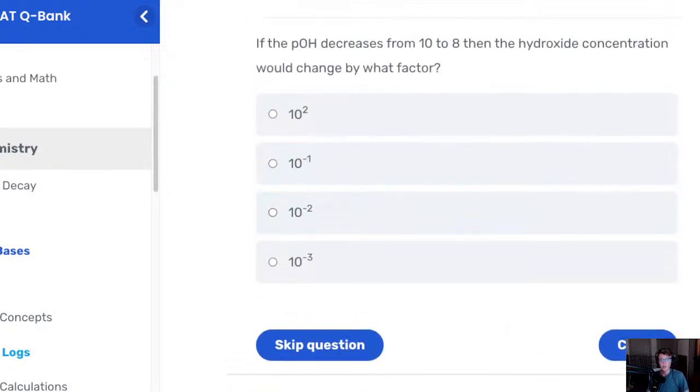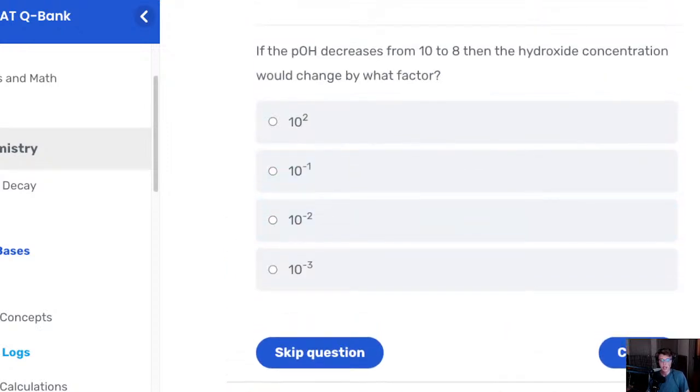All right, cool. So now we have this one here, and this is going to ask if the pOH decreases from 10 to 8, then the hydroxide concentration would change by what factor? So then we have these different ones. We have 10 to the 2, 10 to the negative 1, 10 to the negative 2, 10 to the 3.